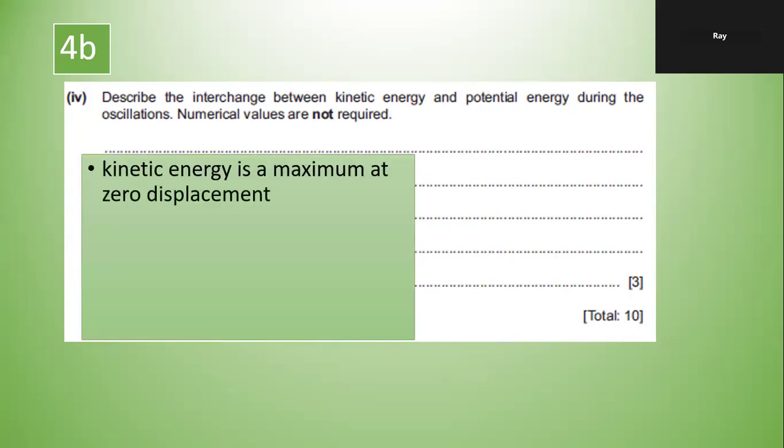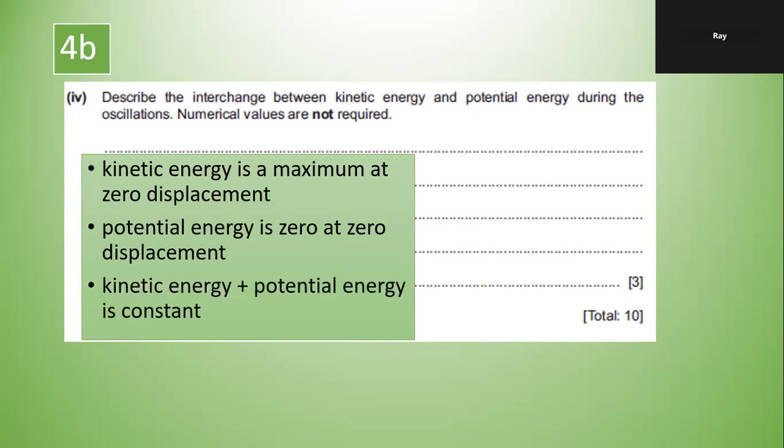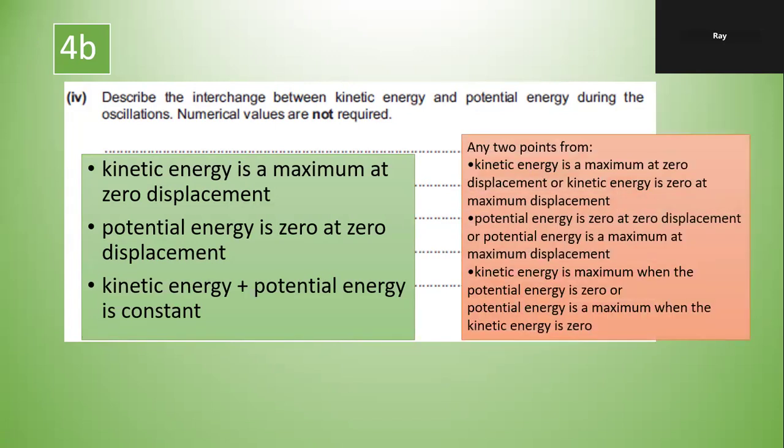Kinetic energy is maximum at zero displacement. Potential energy is zero at zero displacement. Kinetic energy plus potential energy equals constant. At zero displacement, energy is maximum, potential energy is zero, kinetic energy is maximum. Okay? These are all alternative answers, accepted by the marking scheme.